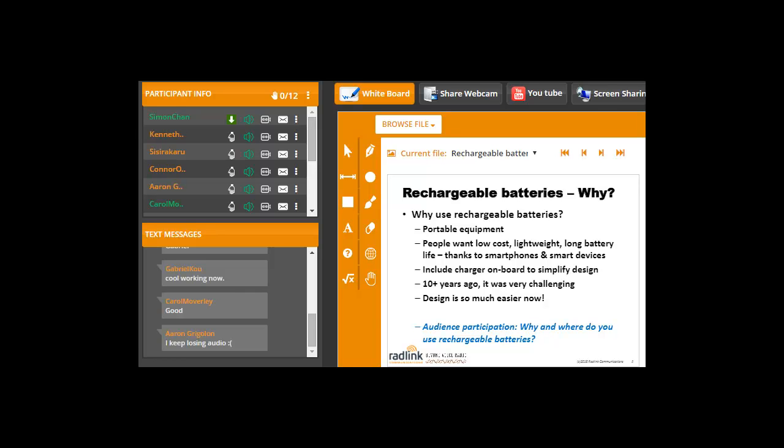So, just for other people who are in the audience today, where and why do you use rechargeable batteries? Do you want to type some of your questions into the screen and I can read them out? Or are you too shy to talk about where you're using your rechargeable batteries? Think of examples where you might need a rechargeable battery.